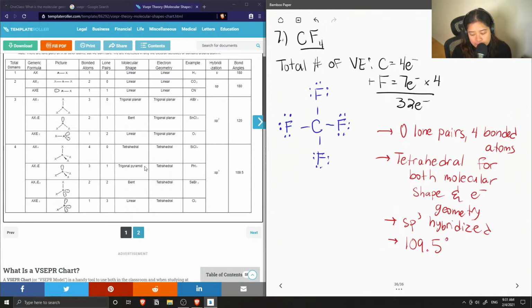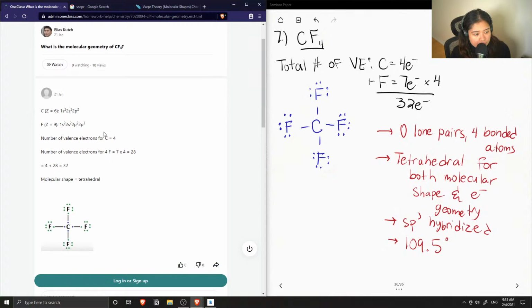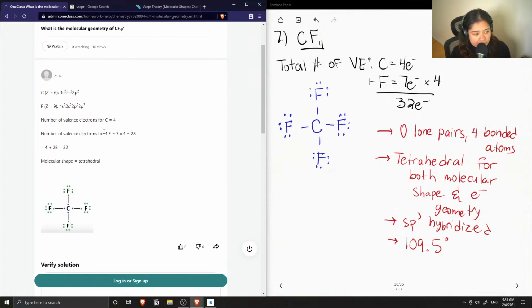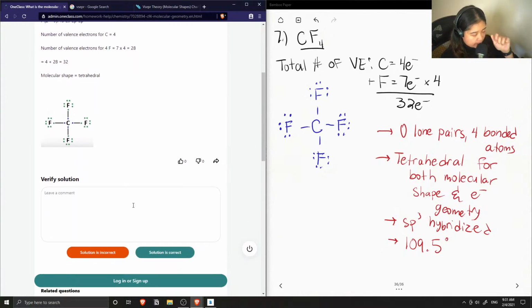Okay, so now let's see what the junior tutor said. They have the total number of valence electrons, and it's equal to 32. And when they drew out its Lewis structure, they also got a tetrahedral molecular shape. Okay, so this solution is correct.